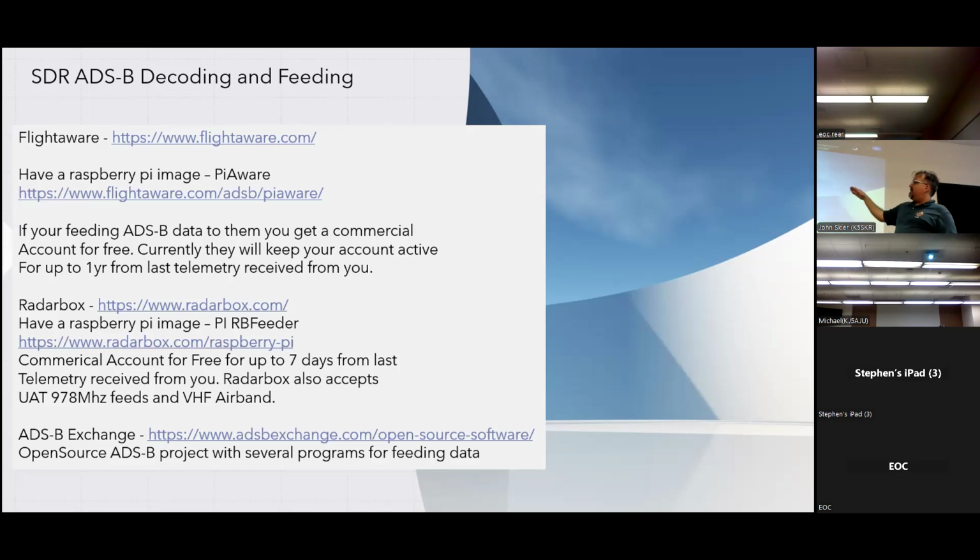If you're feeding them data, you get access to a commercial account for free. They keep it active for 365 days since the last time they received a signal from you. So you get a full year from the last time you feed them telemetry before they turn off your commercial account. The nice thing about their accounts, and I'll pull it up here in a little bit, is you can put in a flight, doesn't matter what carrier it is, and get real-time headwind data, where it is, estimated time of arrival, all of that. I'll look into that for my brother in South Africa.